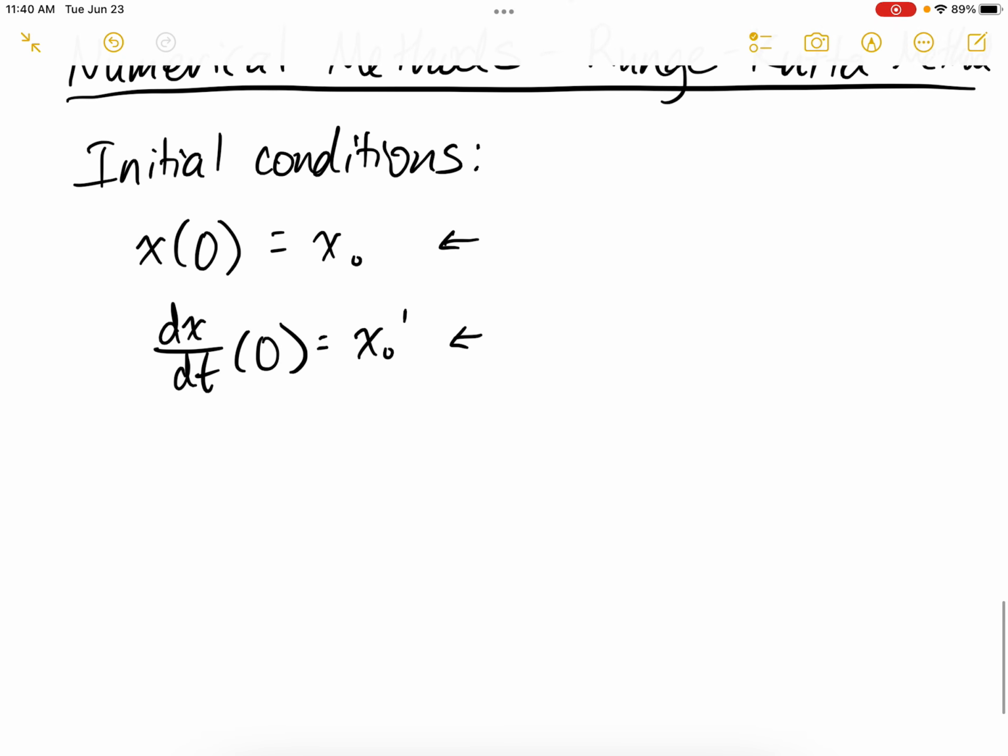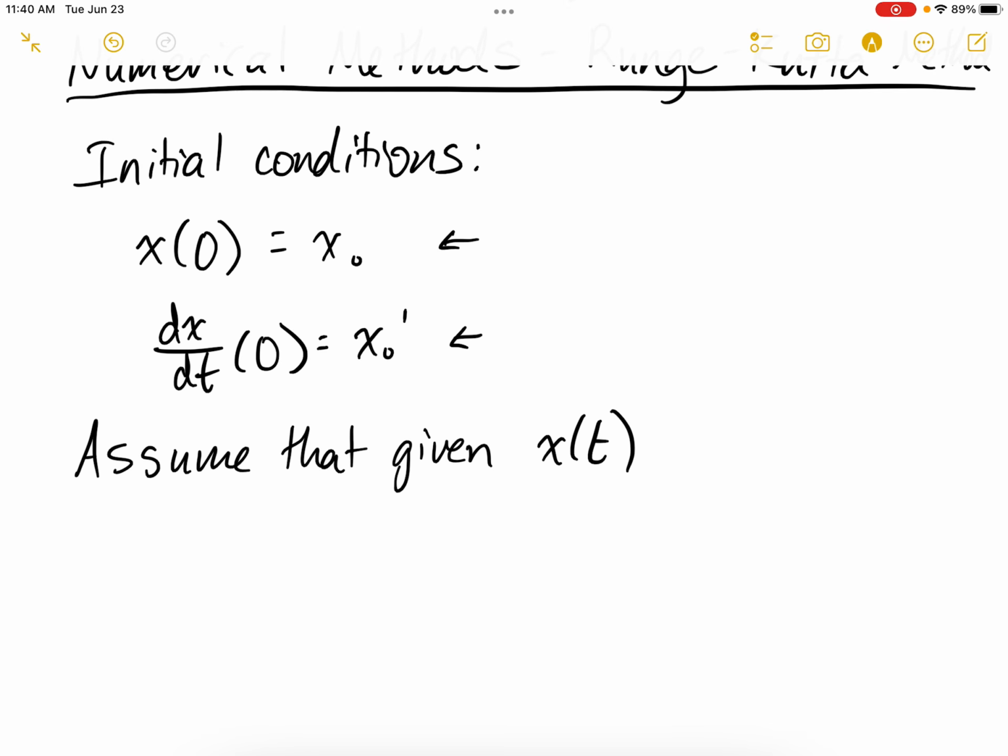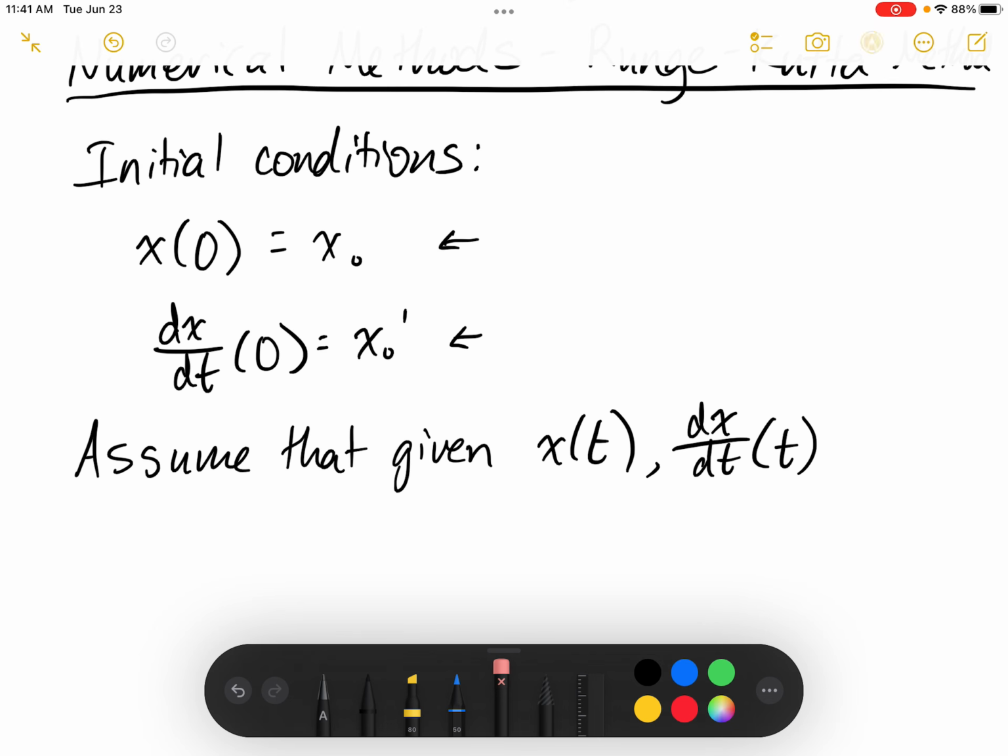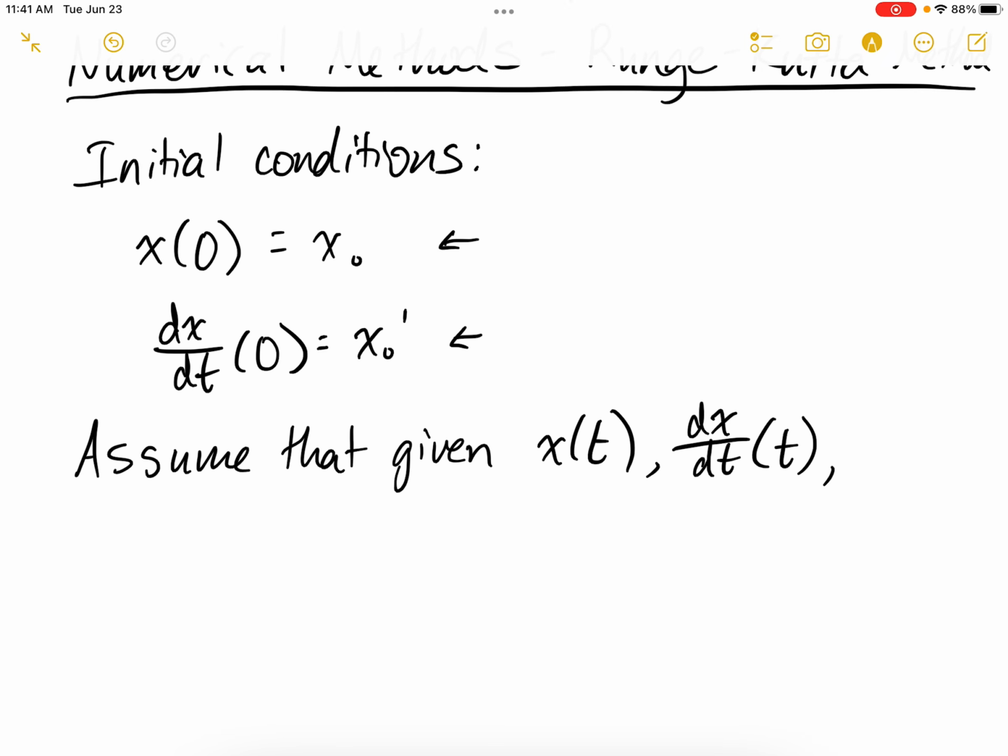And let's assume that given x of t and dx of t are known, assume that given these variables are known at a time t, we also know the x double prime, or d squared x over dt squared.